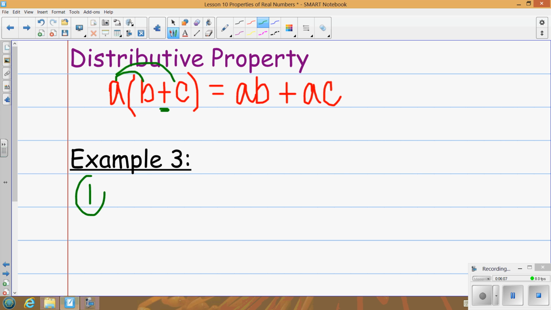So let's look at some different examples of this. If I have 2 times the quantity x plus 3, you distribute that 2 through, you get 2x plus 6. You're just multiplying it through.